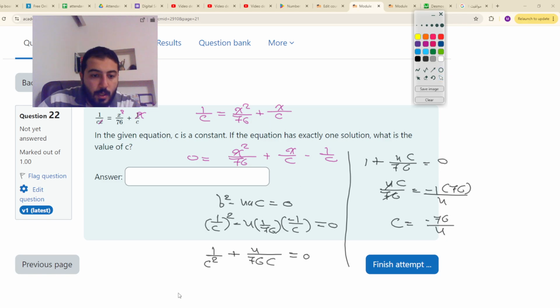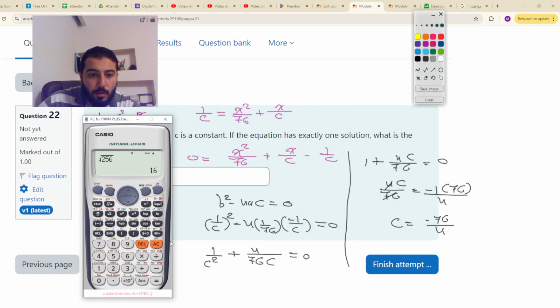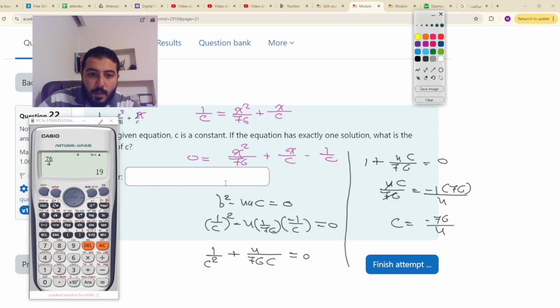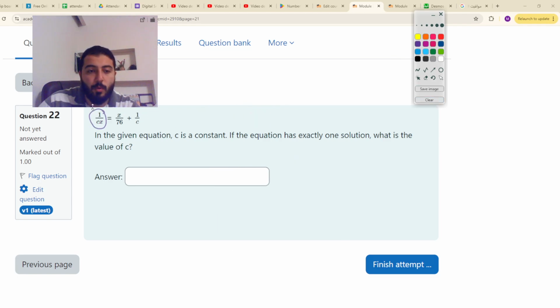That is the value of c that makes this equation have exactly one solution. That's it. 76 over 4 is 19, but with a negative value it is negative 19. If you understand, send 1. This is also from quadratic equations or nonlinear systems, because if you say the left hand side is y equals 1 over cx and the right hand side is this value, then you have a nonlinear system. This one was a line, so you have two solutions. Okay.